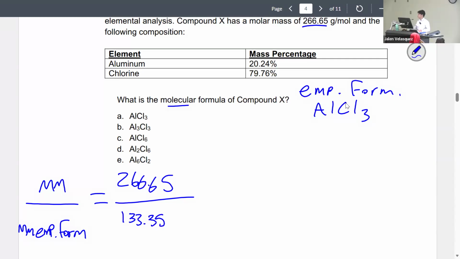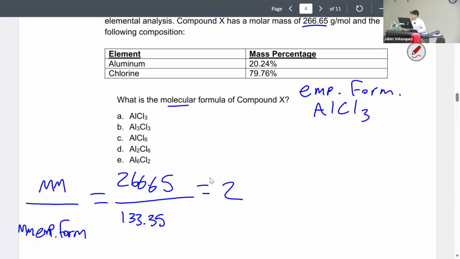Right, so for the empirical formula, you look at the periodic table: 27 plus 35.45 times 3. And what number do you get when you divide molar mass by the empirical mass? Good, you get 1.99, I think, something like that. So 1.99, that's 2. You can round that up.